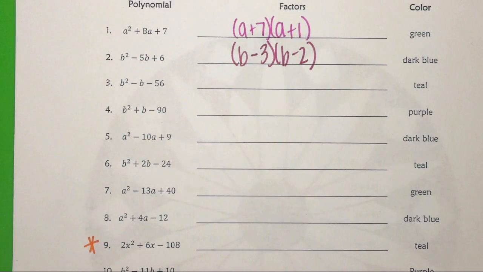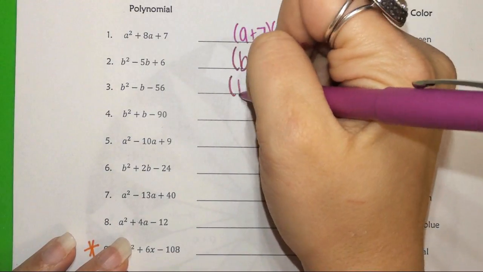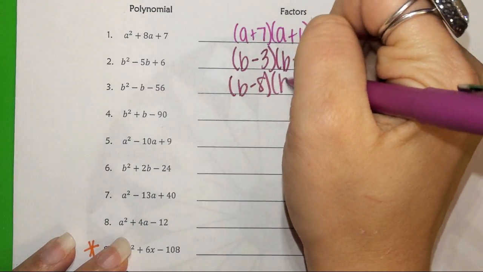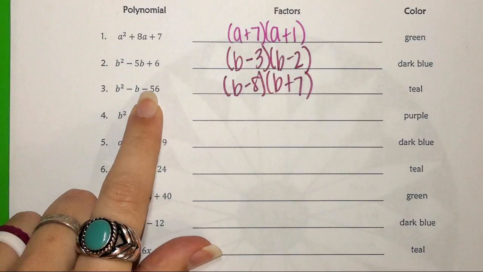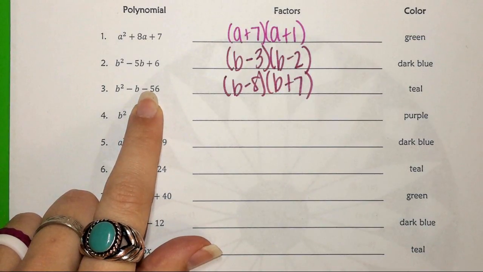Alright, what about number 3? Did we ever figure that one out? I got b minus 8 and b minus 7. And b plus 7. Good. Alright, when this is negative, you have to have 2 different signs. Okay?